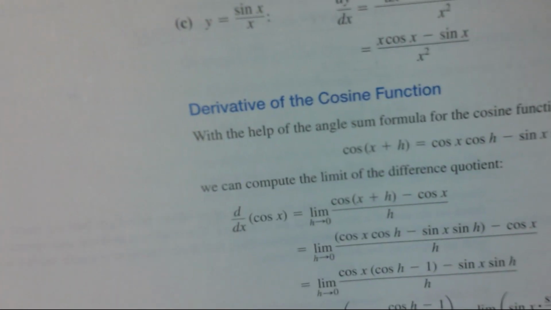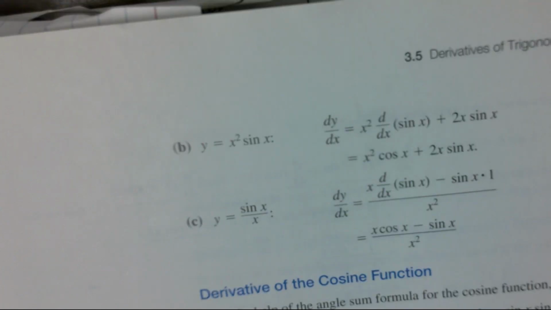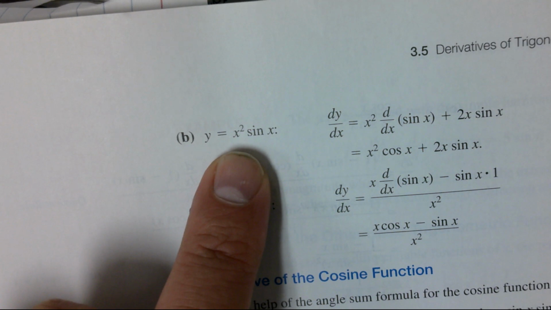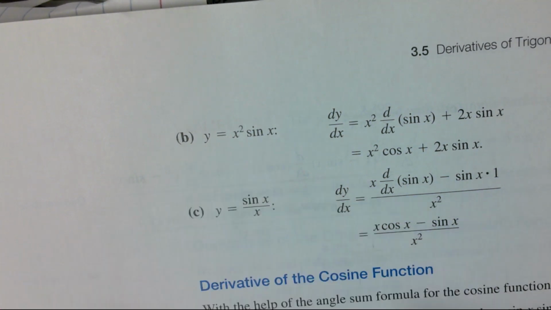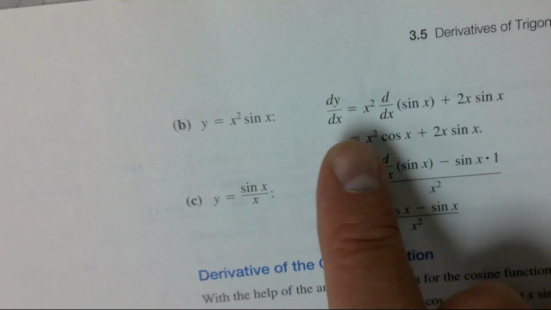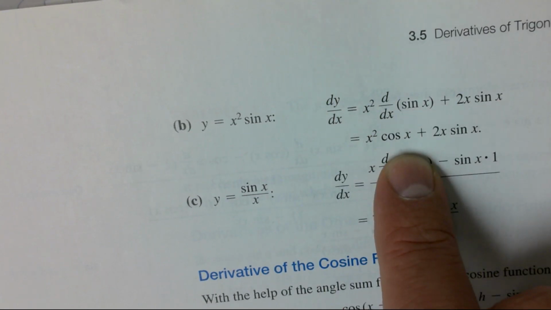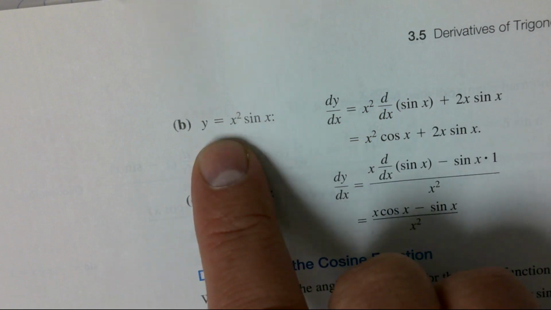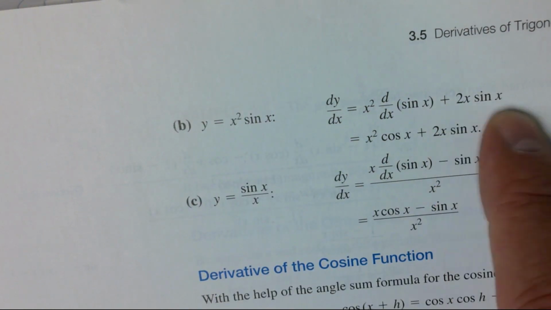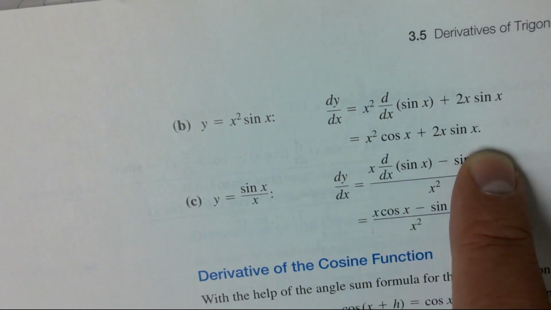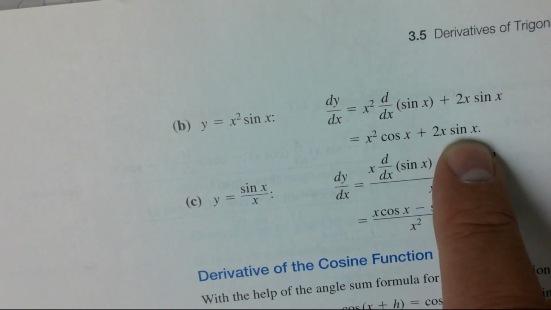You're also going to see it with the product rule. Let me get this angled right. Okay, so if you have x squared sine x, then you're using the product rule. So you could say the first times the derivative of the second, so derivative of sine is cosine, plus the derivative of the first, which is 2x times sine x. And there you have it. So that's another short problem.